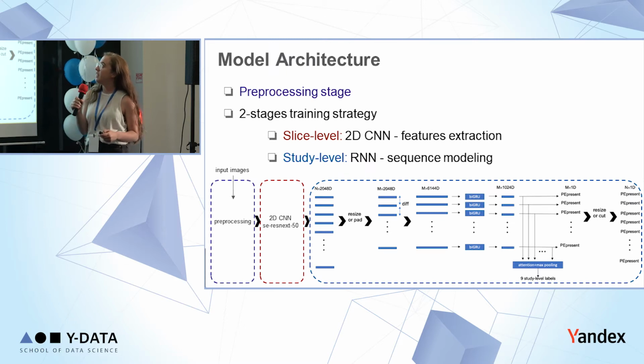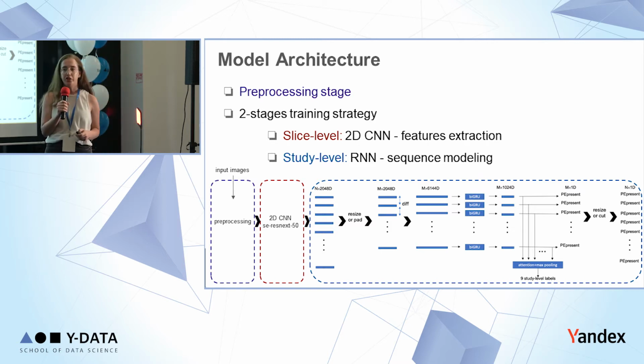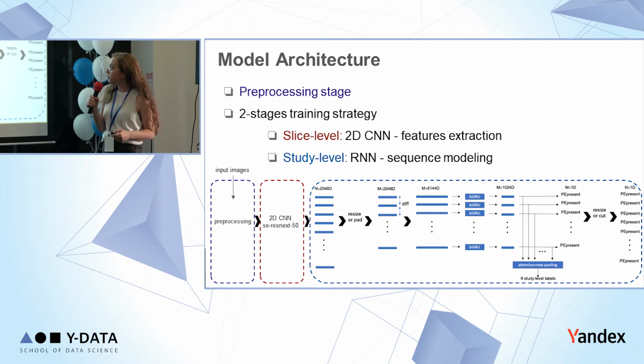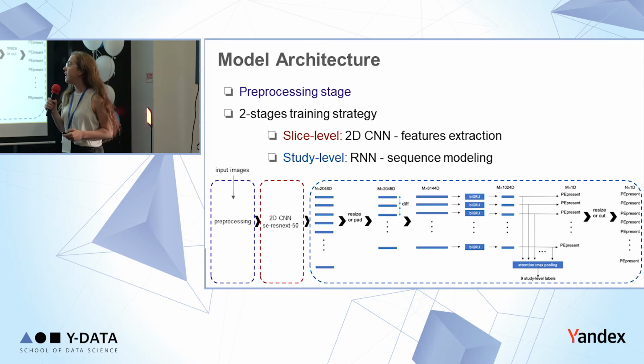The winning solution has a pre-processing stage and then a 2-stage training strategy. We have a CNN, which gets the images and predicts the slice label, and we use it to extract a features vector for each slice. And then we have an RNN, which gets a features matrix for each study, and it predicts both the study and the slice levels.